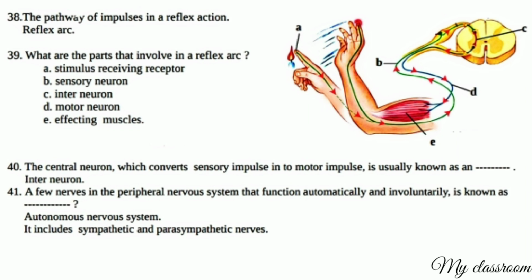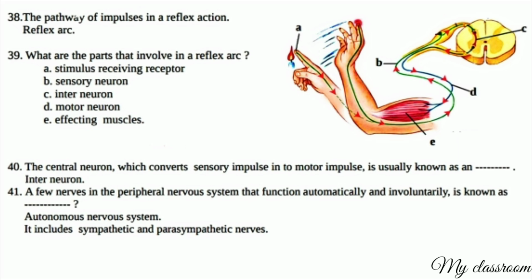The pathway of impulses in a reflex action is a reflex arc. What are the parts that are involved in a reflex arc? Stimulus receiving receptor, sensory neuron, interneuron, motor neuron, affecting muscles. The central neuron, which converts sensory impulse into motor impulse, is usually known as an interneuron. A few nerves in the peripheral nervous system that function automatically and involuntarily are known as the autonomic nervous system. It includes sympathetic and parasympathetic nerves.